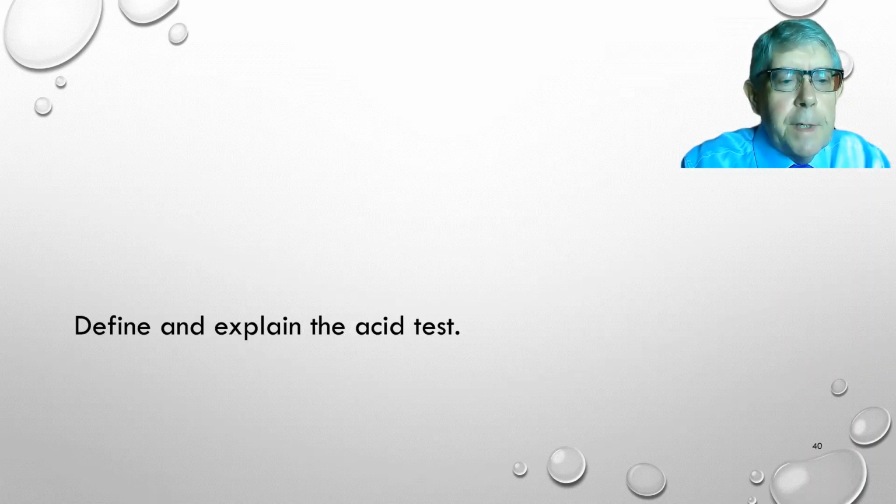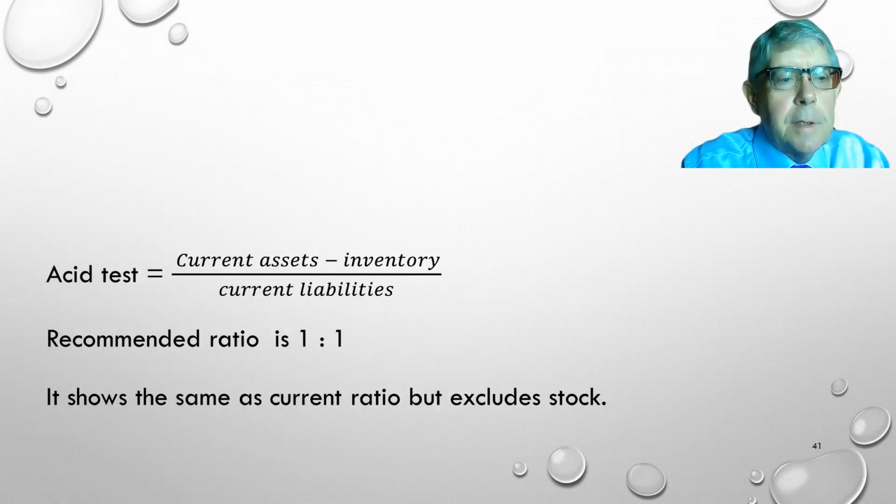Define and explain the acid test. Well, the acid test is current assets minus inventory divided by current liabilities. The recommended ratio is 1 to 1. It shows the same as the current ratio, but excludes stock.